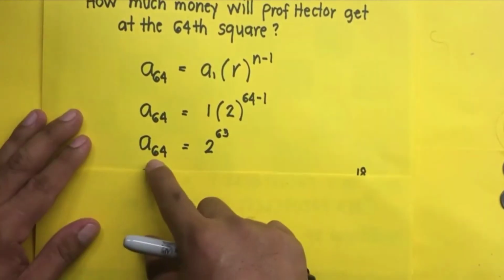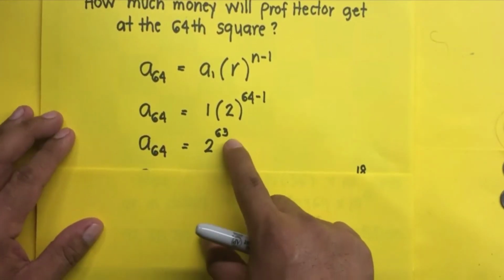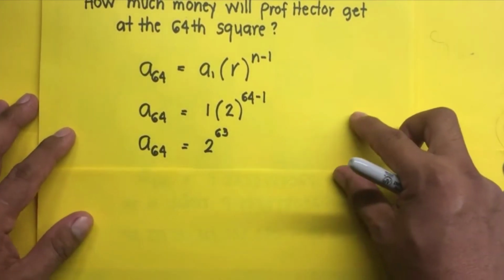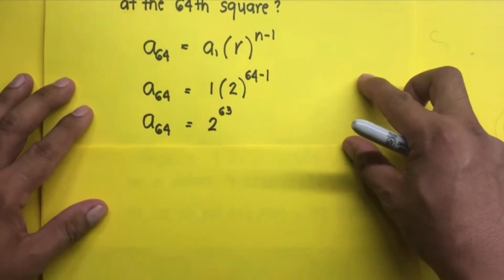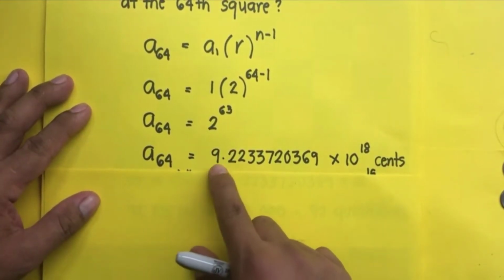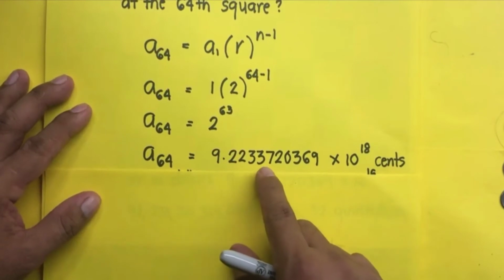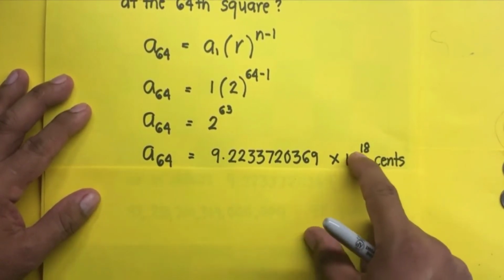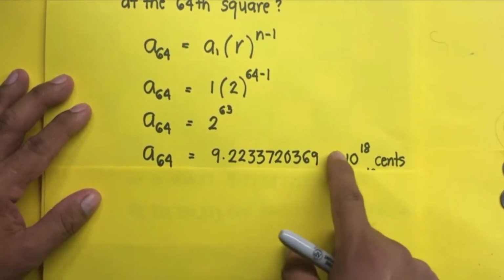So we now have a sub 64 equals 2 raised to the 63rd, because the first term is 1, and 1 times that value is still the same value. Now using our scientific calculator, this is the value that we are going to get. The value at the 64th square is 9.2233720369 times 10 raised to the 18th power cents. So this is in terms of the number of cents.